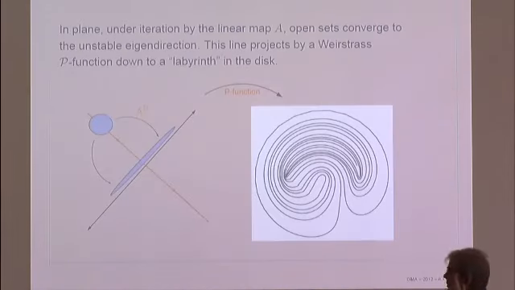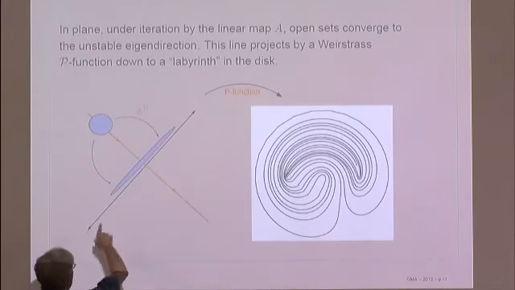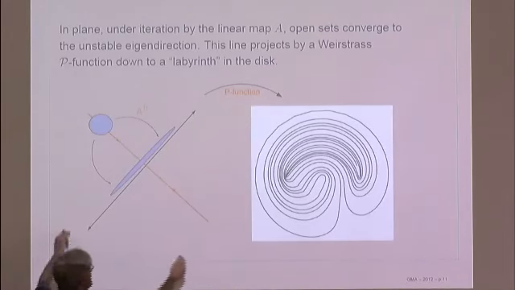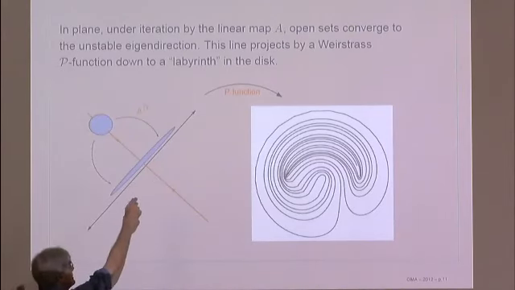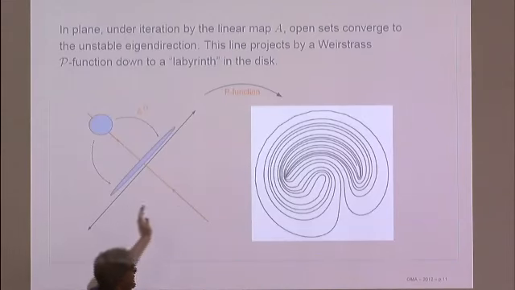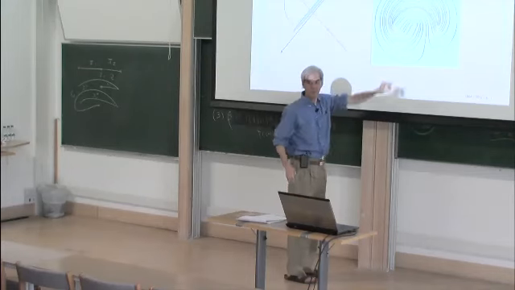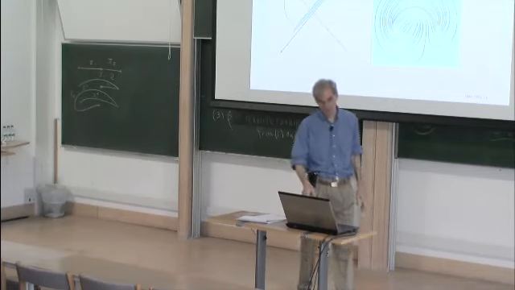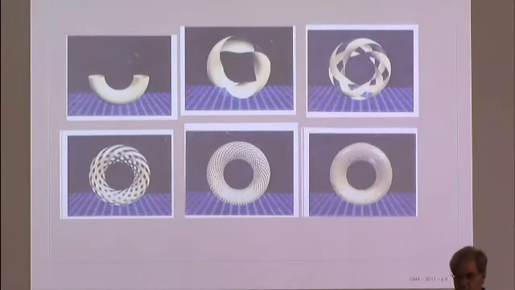So here's the story I want you to see. On the plane, when you act by 2, 1, 1, 1, you have an unstable eigenvector and a stable eigenvector. And if you take any blob and iterate it, it finds this unstable eigenvector. And if you take this unstable eigenvector and send it down to the torus, you get exactly the structure we saw before. So let's go back to this picture. The thing is, you take anything on the torus, you hit it with this map, it's going to find this wrapping, this direction, this foliation, right?